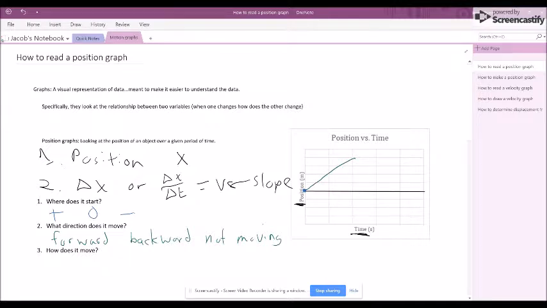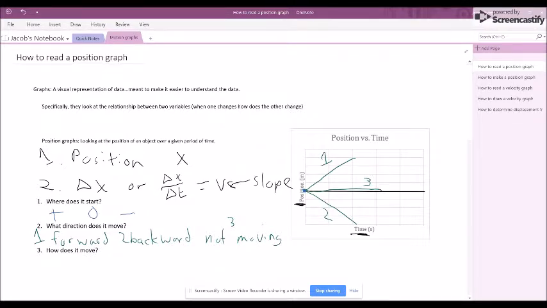So we can mark this line 1 here. That'd be line 1. We could be moving backward here at line 2. Or if it's not moving, if it's not moving, our position is not changing, and on any graph, if anything's constant, it's going to be a horizontal line. I went above the line just so you could see it, but really it should be completely horizontal.